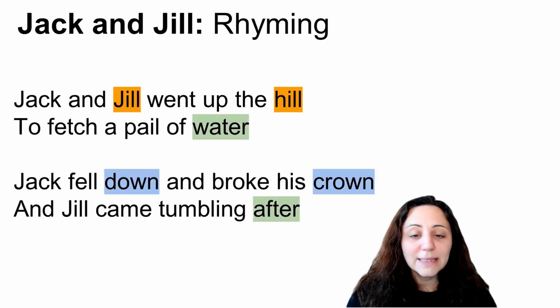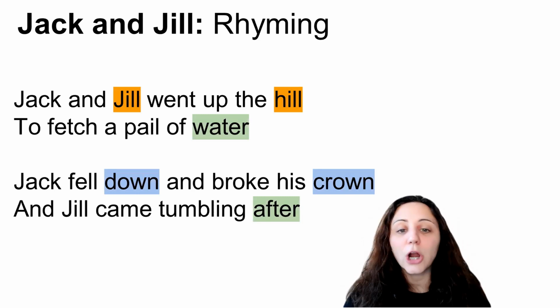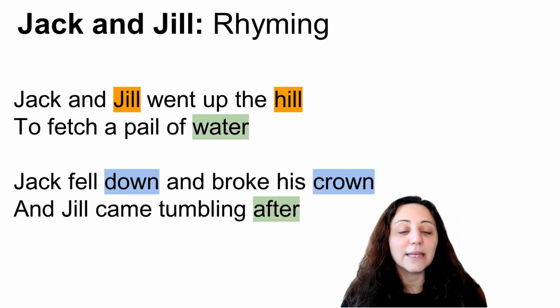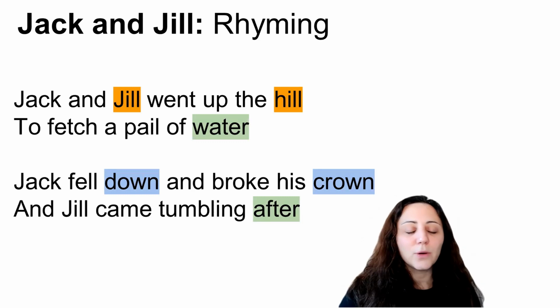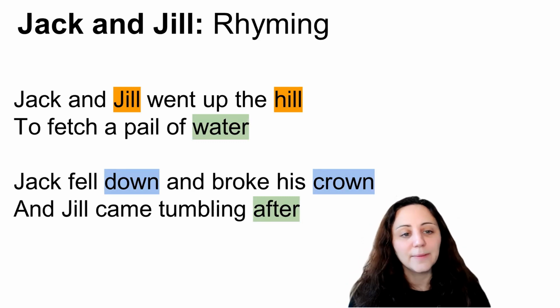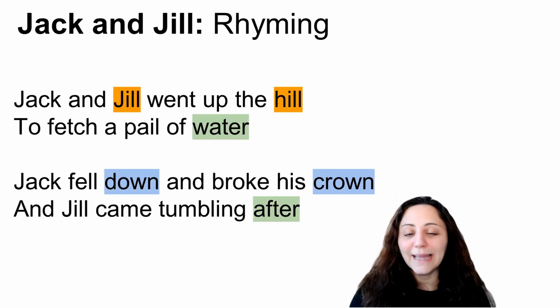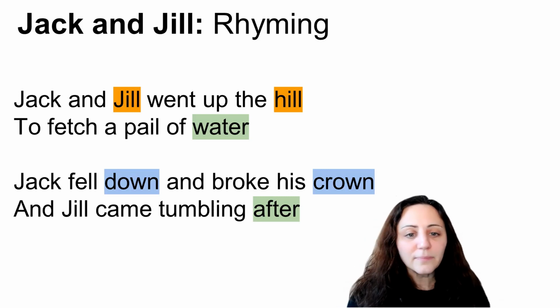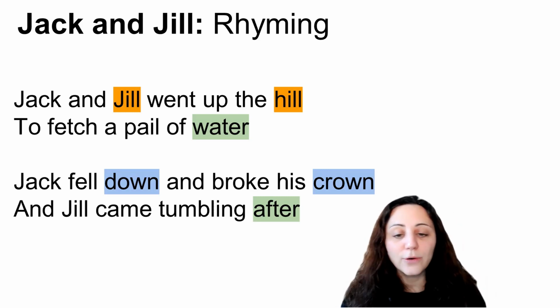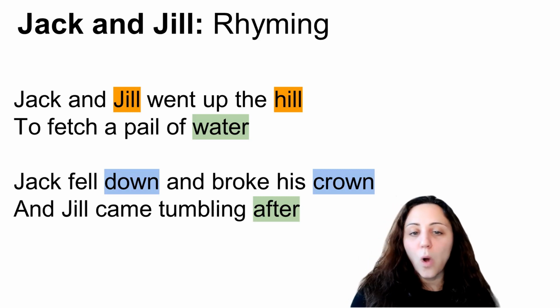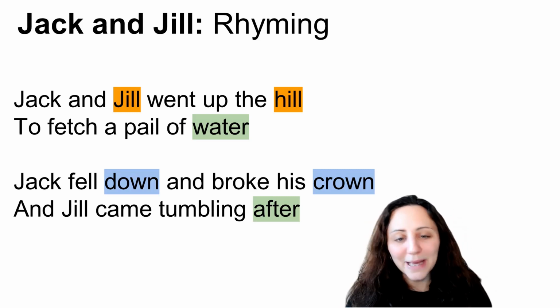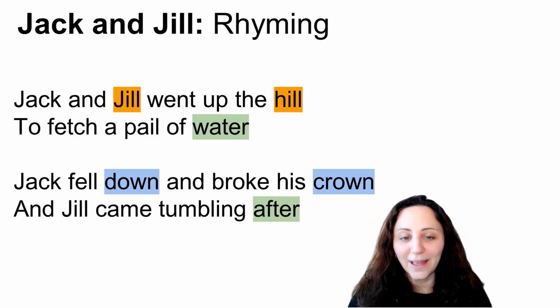So rhyming is something that children learn in kindergarten, in first grade. It's really important. It helps with reading and with listening. So let's take a look. So Jill and Hill rhyme, down and crown rhyme, and then water and after. Not the best rhyme, but they do work together.